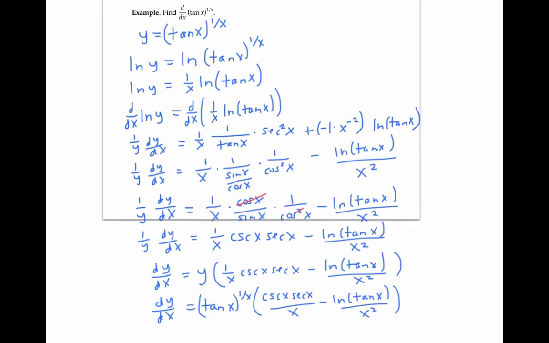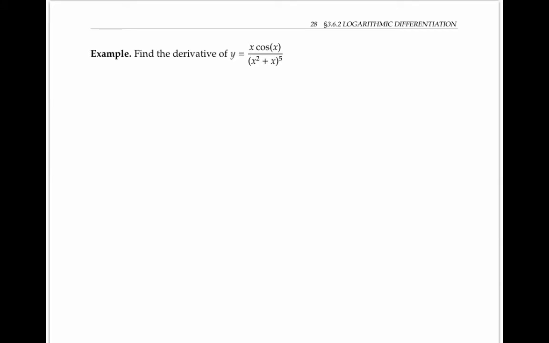The technique of logarithmic differentiation is most useful when taking the derivative of an expression that has a variable in both the base and the exponent, like in this example. But sometimes it's also handy just as a way to take the derivative of a complicated product and quotient, like in this example. Now, we could take the derivative here just by using the quotient rule and the product rule. But it's a little easier to take the log of both sides.